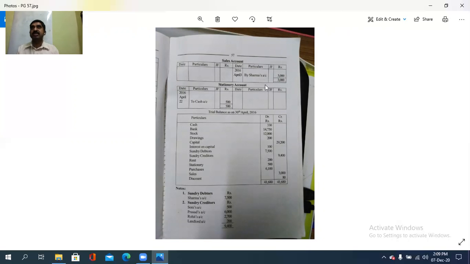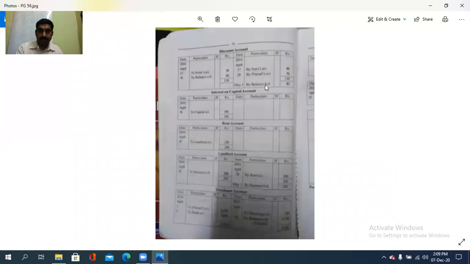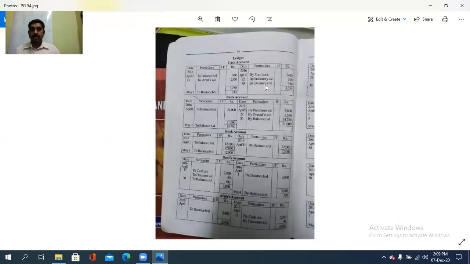So cash: cash is an asset item, so it has a debit balance of 330. Let us check how the balance comes. See the cash: to balance brought down 900, to Arun's account 2350, by Sony's account 2420, by stationery 500. So the difference, that 330, is treated as the balance. Then bank. Bank is also an asset item. Those who have the opening balance as debit balance, that item shows only on the debit side of the trial balance.